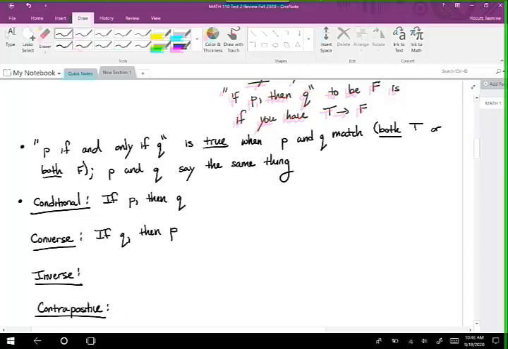The inverse is where you negate the statement. So you have if not P, then not Q. And then the contrapositive is where you flip the order and negate at the same time. So you have if not Q, then not P.